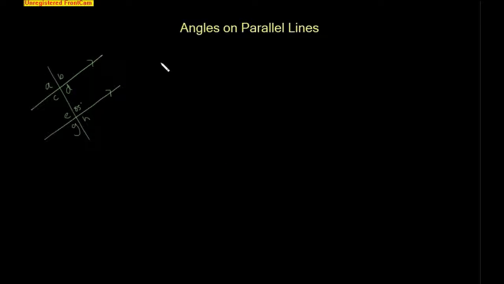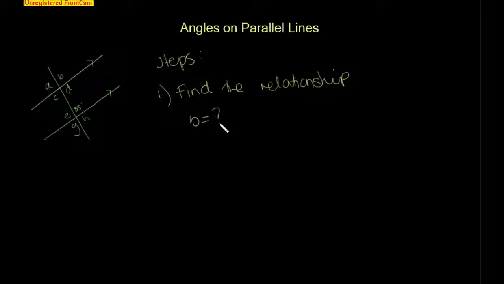So the steps to working out values of unknown angles when we've got parallel lines and a known angle is to first find the relationship. Okay, so if we're trying to find the value of angle B here, what is the relationship forming between B and our known angle? So you've got to go through the 5 different relationship types that we know.